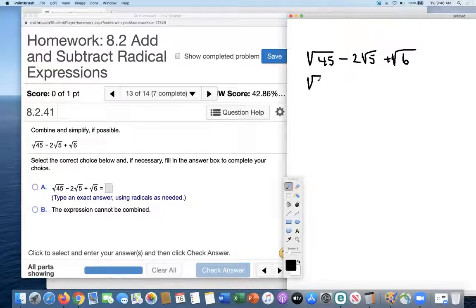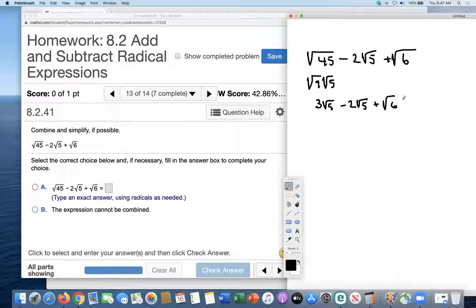You got to know your times tables. I can't teach you those. 9 times 5 is 45. 9 is special because that gives me 3 square root of 5. I didn't touch these. There's not much you can do with that other than copy them down, because there's no perfect square that goes into 5.